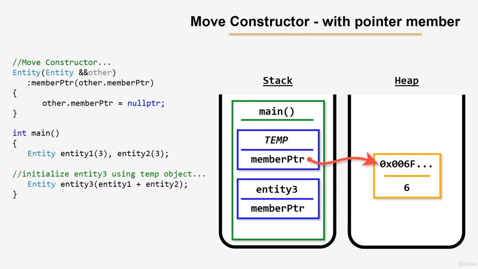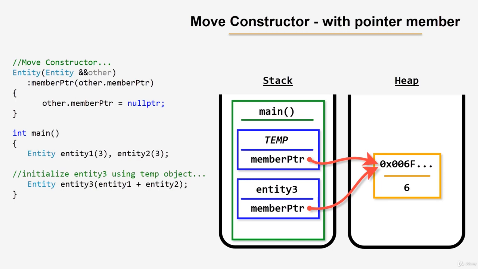Now let's see what happens in the move constructor. You could do the assignment in the body, but I'm using the initialization list here, just like in the other constructors. So in the initialization list I do member pointer, so I assign other.member pointer to the member pointer of the calling object or the object that we are constructing, in this case entity3. And again, we are not referencing those, we are not copying the values over, we are copying the address from the temporary object, right? We are assigning that address to the member pointer of the object that we are constructing here, in this case entity3.